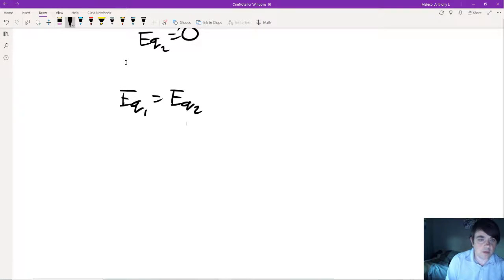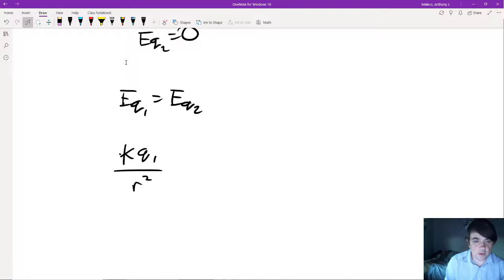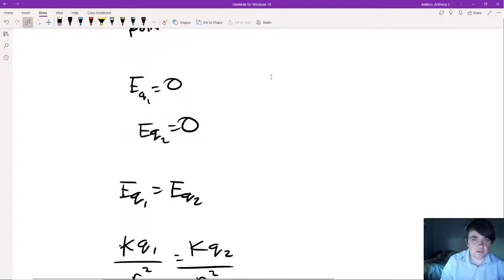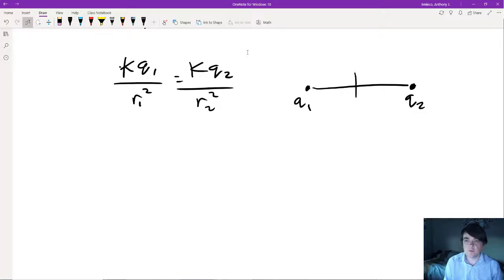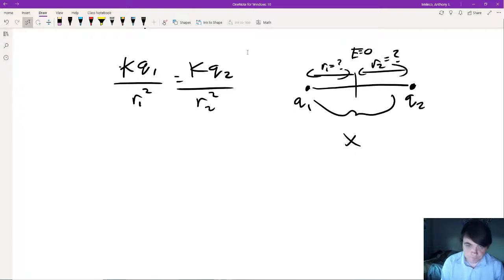And so we can actually write in K Q1 over the distance squared equals K Q2 over the distance squared. Now these are the distances, right? If we redraw this, Q1, Q2, there's some point where this is R1 and this is R2 where E equals 0. But we don't know either of these. Okay? We only know that the total distance is x.